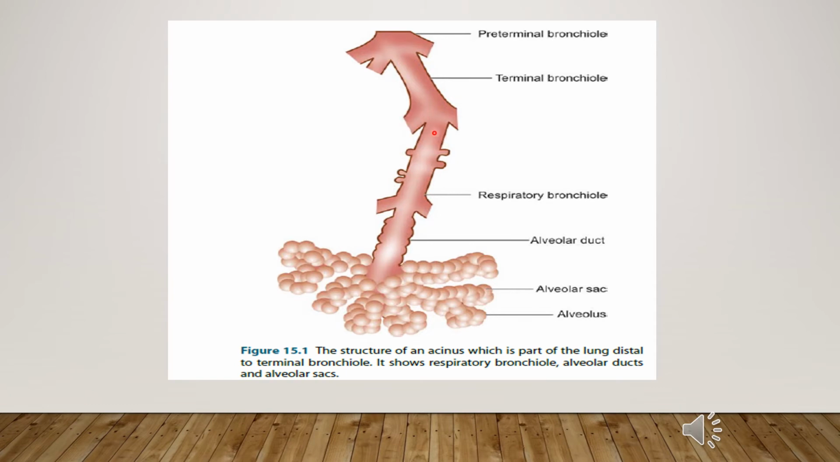The respiratory bronchiole divides further into alveolar ducts. This is the one shown. These are the other ends shown. Then the alveolar duct further divides into alveolar sacs and the alveoli. So basically, the gaseous exchange takes place at the alveoli.